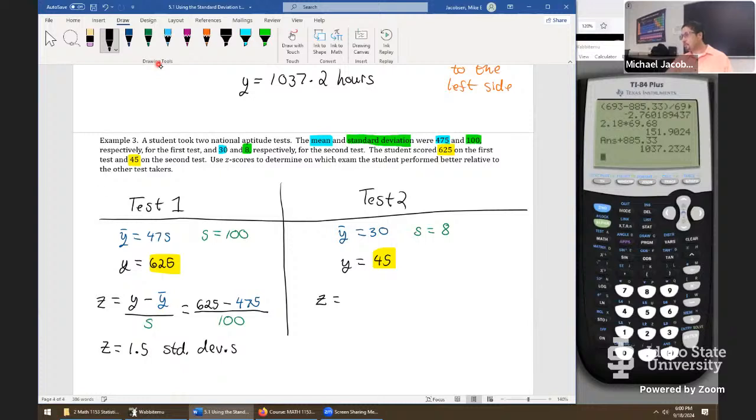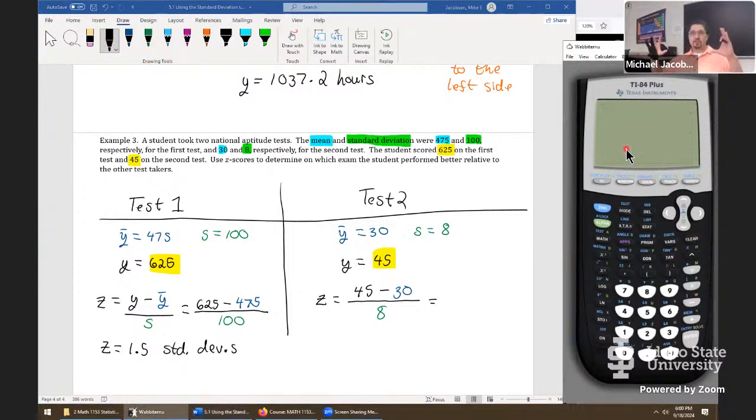So z equals 45 minus 30 over 8. We have a debate on the answer. That's always a good thing. Let's check it out on the calculator to see how it goes.